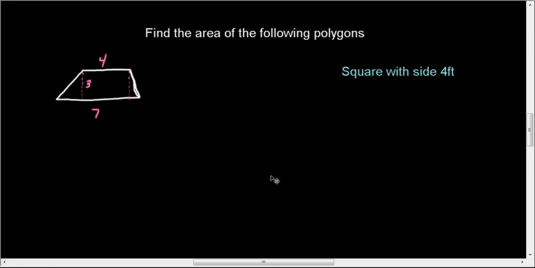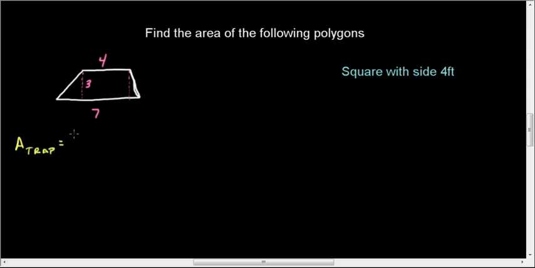In this video I've got a couple more polygons to find the area of. I'm going to concentrate on the fact that I've got a trapezoid here and then a square with a side of 4 feet. Now, in one instance I have a picture, and so it's going to make it a little easier on me, but I still have to know the area of a trapezoid.